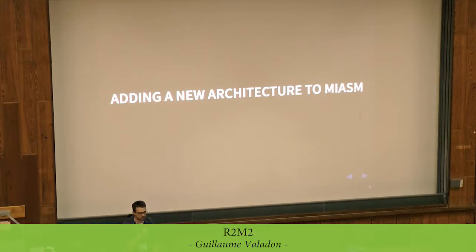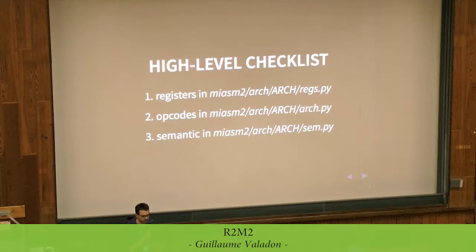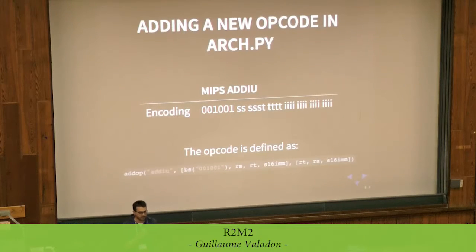So adding a new architecture to Miasm, and that's why I chose Miasm, is really easy. You need to put your registers into the regs.py file. You need to define your architecture and your instructions in arch.py. Here I'm adding a really simple instruction, which is a MIPS add. You read the documentation, you define the new instruction in Miasm, you give it a bit string, so you copy paste the documentation, you give a source register, target register, an immediate, and that's it. You have your instruction definition in Miasm.